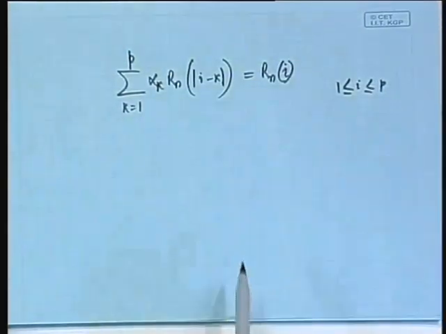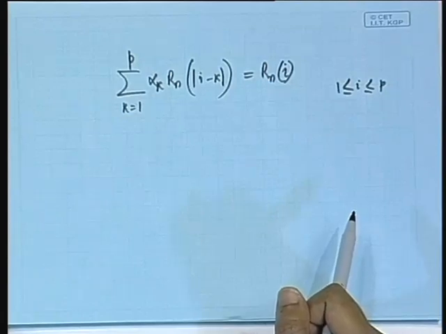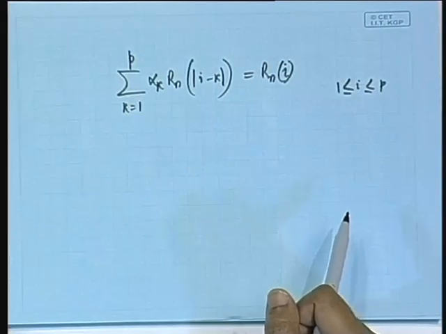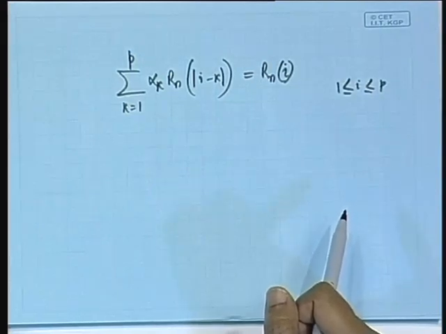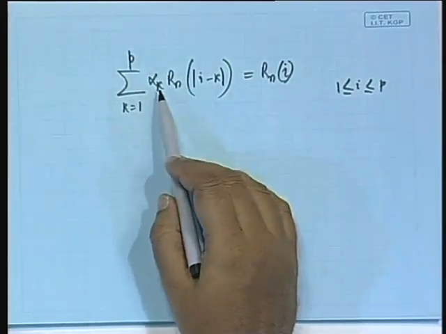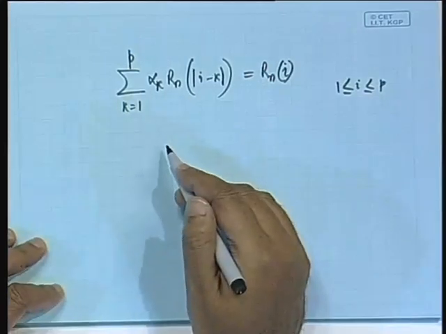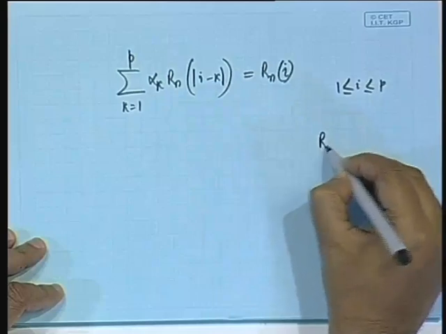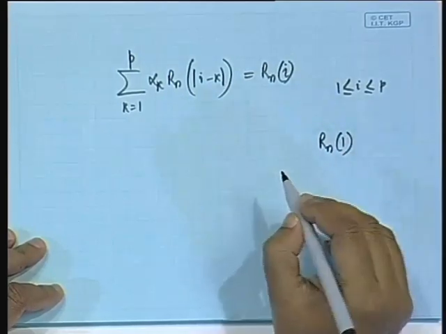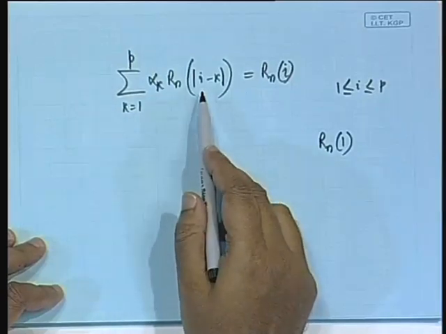Now to solve this equation, let us break it up. After all, what we are going to do is take a particular i, let us say we take i equal to 1, and now we write down the summation term. So if we are going to write down for Rn(1), we have to just substitute i equal to 1 over here.